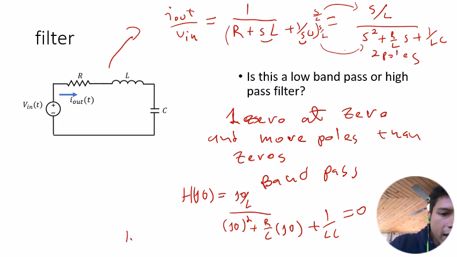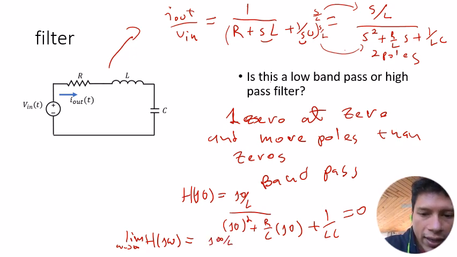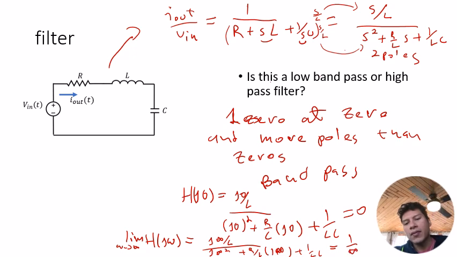And then we could have looked at the limit as omega goes to infinity of h of j omega, which is going to make some mathematicians mad, but we're going to get basically j infinity over L. And then in the numerator, we have j infinity squared plus R over L, j infinity, plus 1 over LC. Now remember, for these cases, you would have to use L'Hopital's rule. And because you have an infinity squared, this actually is 1 over infinity, which is equal to 0.